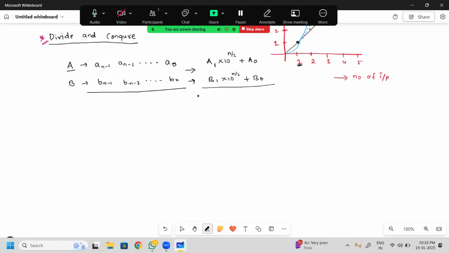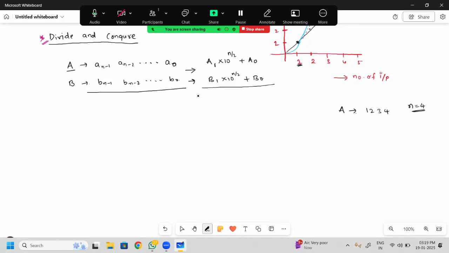So I am going to show whether this equation works fine or not. For example, I am taking a number: 1, 2, 3, 4. Here n is nothing but the number of digits. So how many digits does it have? 4. So the value of n is equal to 4.